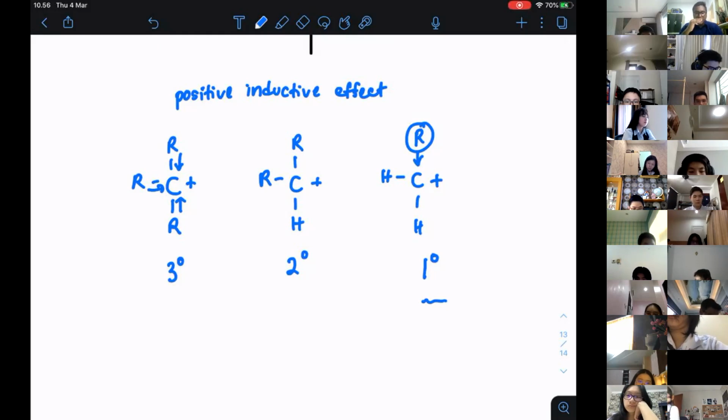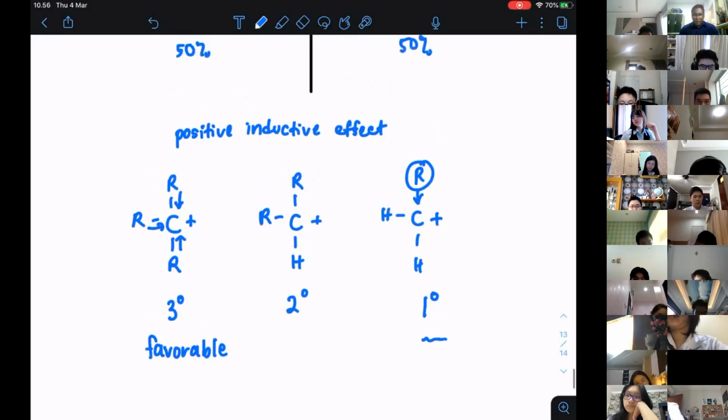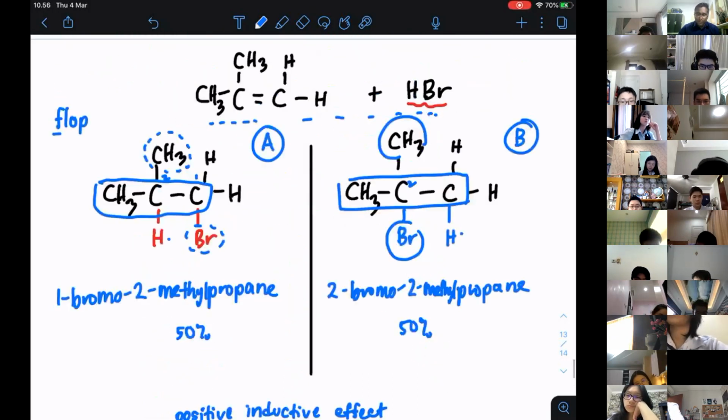Why? Because the tertiary carbocation is more stable, and when we say more stable, it is favorable. It is going to be formed more, compared to the primary carbocation. So when you form more of the tertiary, the one that is more stable, of course you are going to have more of the component related to that. So now I want you to relate to what we have over here.